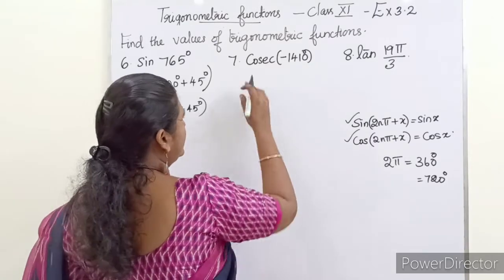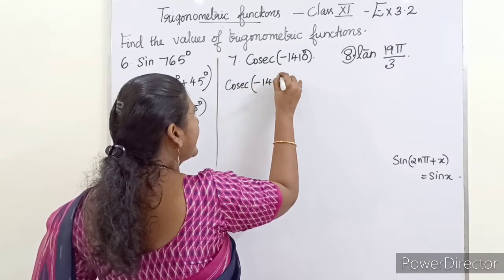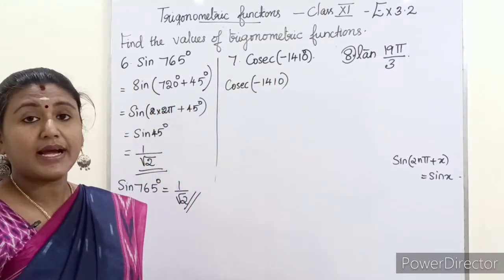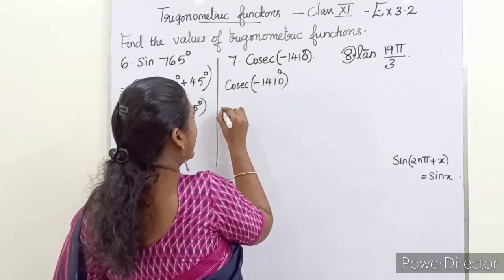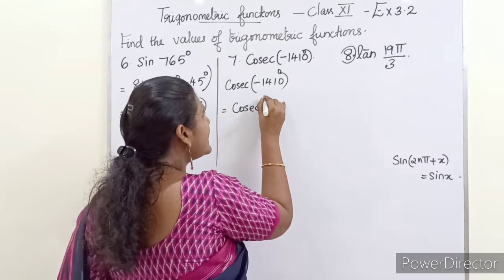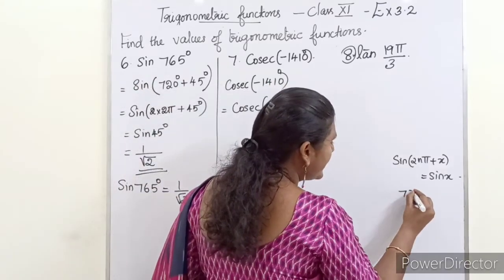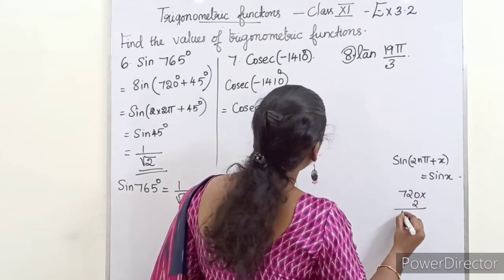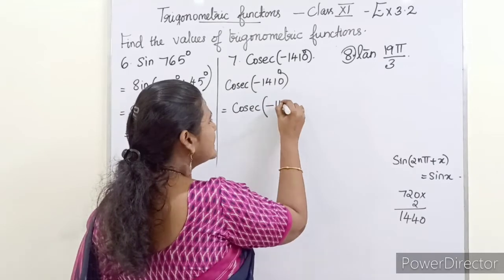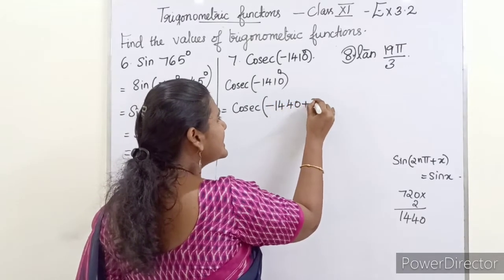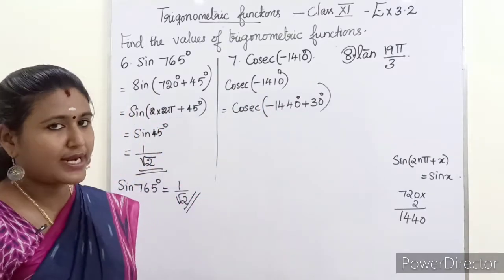Now the seventh question: cosec value of the negative angle, minus 1410 degree. So how do we write this angle? You have to express it in terms of 360. So you know that 720 into 2 is 1440. So we will write this angle as minus 1440 plus 30 degree. When you simplify, you will get minus 1410 degree only.